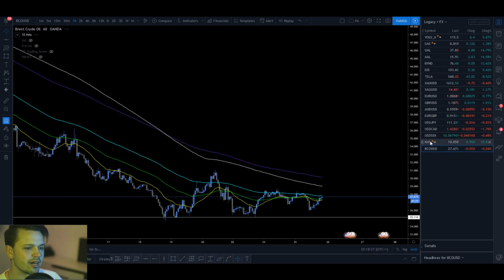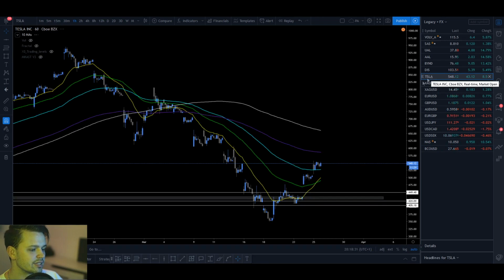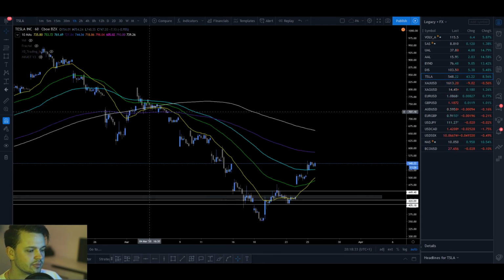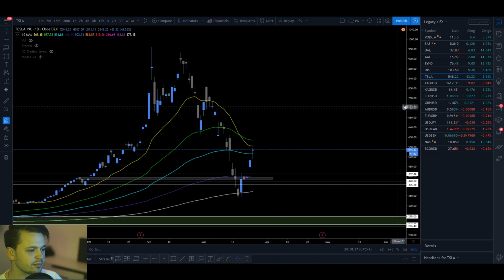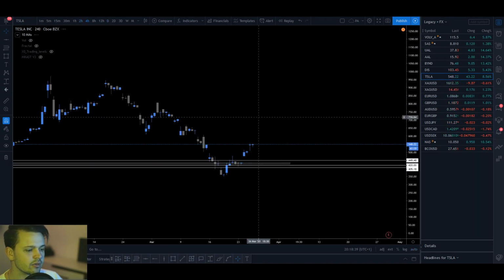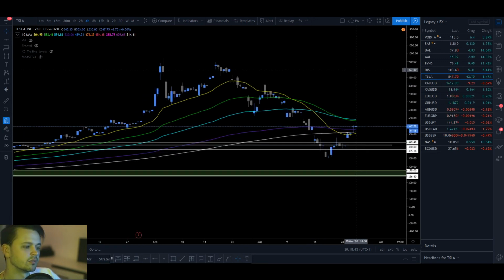All right, so let's take a look at Tesla. This one is pretty nice. You have on the 4 hour kind of a bottom formation here, so it's looking pretty good.